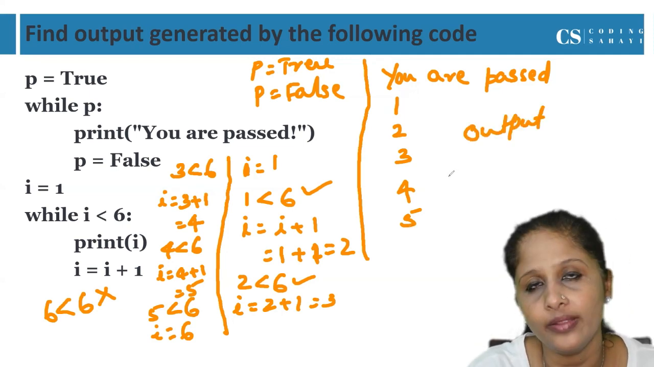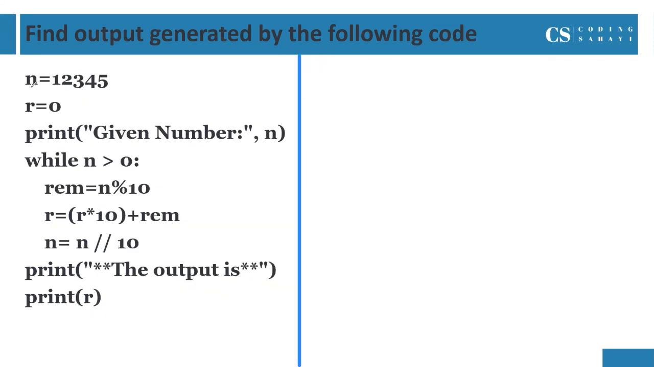Okay, so let's solve the next question. This is our next program, that is n equal to 1, 2, 3, 4. That means n is initialized as 1, 2, 3, 4. Then r equal to 0. Then print given number n. So here you have a print statement.